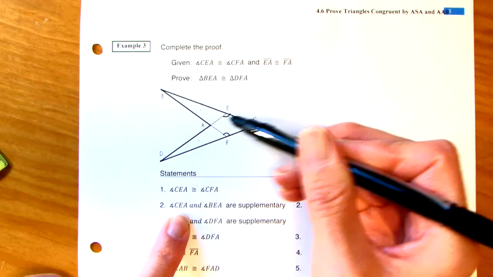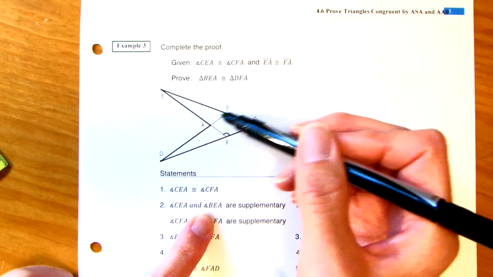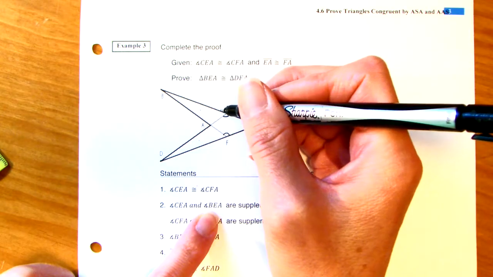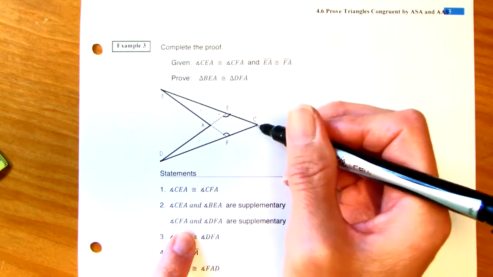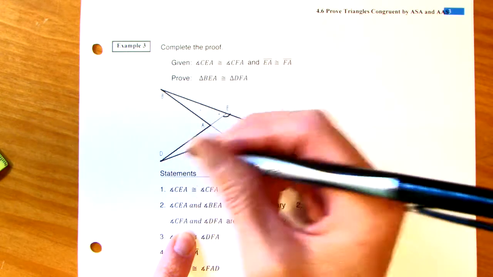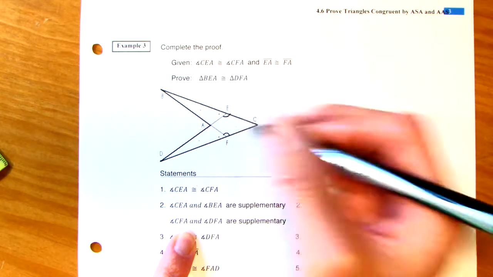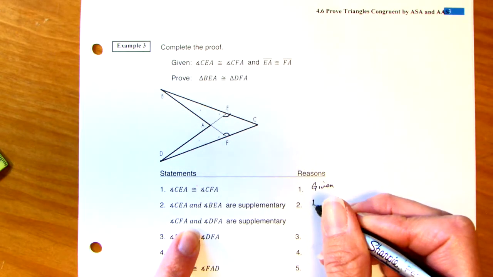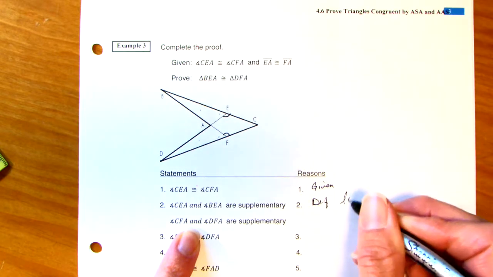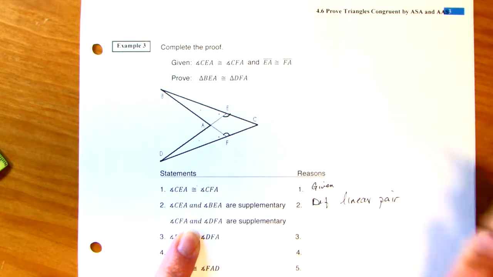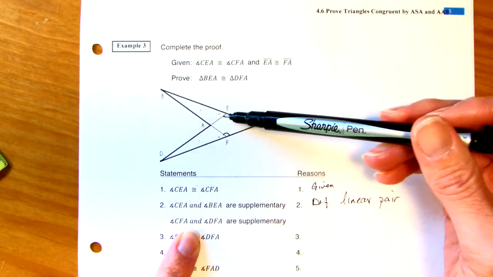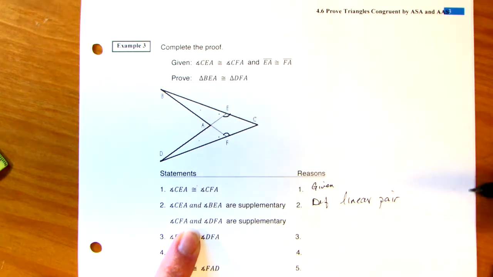Then, CEA and BEA are supplementary. So we're looking at this angle right here. And also CFA and DFA are supplementary. So we're looking at these two angles. So, definition of a linear pair. Linear pair, or you could just say linear pairs. Angles that are linear pairs are supplementary.